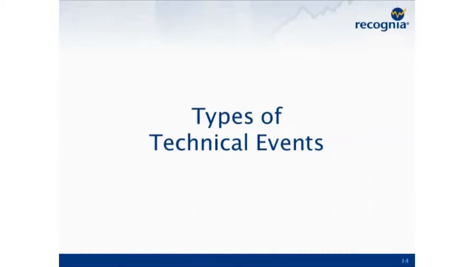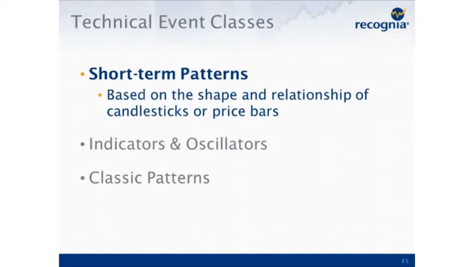on. So let's spend a minute now talking about some different kinds of technical events. Technical events are a term that Recognia uses to refer to things that are of interest to a technical trader. I'll give you some examples in just a minute, but we've grouped these into 3 different classes. We have first what are called the short-term patterns, and as the name suggests, these are events that form over a very short period of time, sometimes in a single day or over a period of a few days, and they tend to have influence for a fairly short period of time. But these are based on the shape and relationship of candlesticks or price bars.